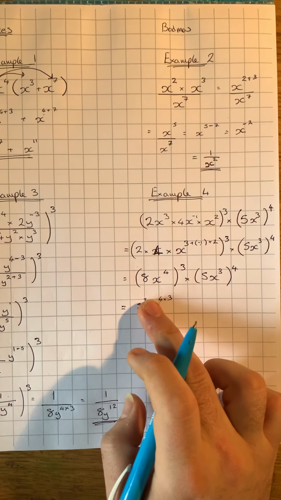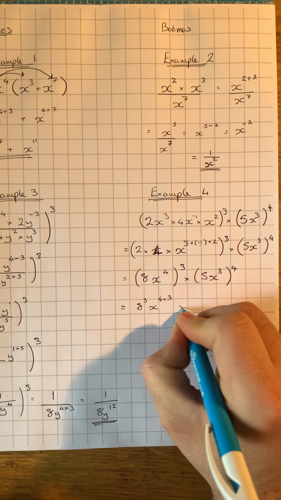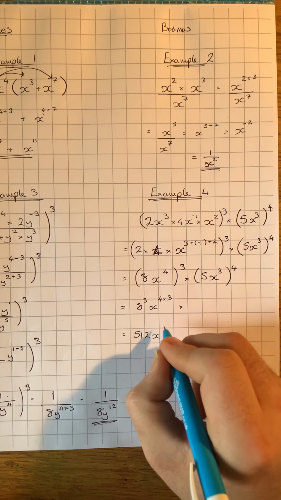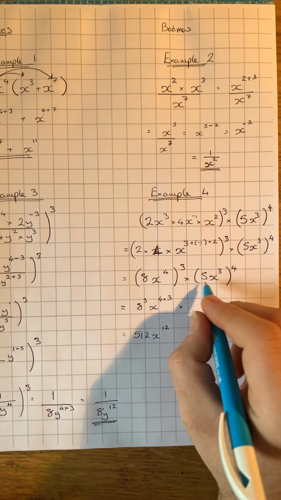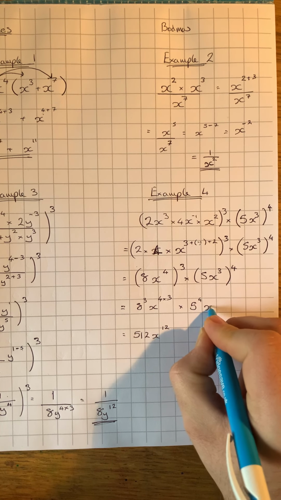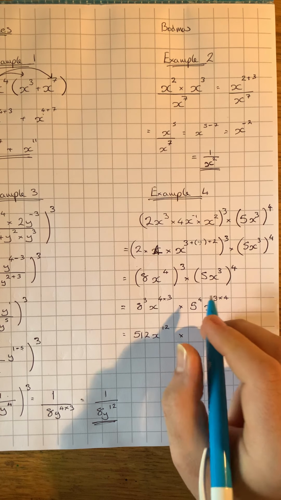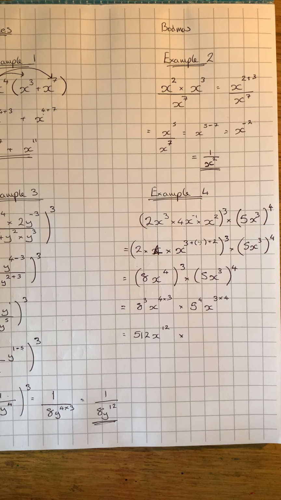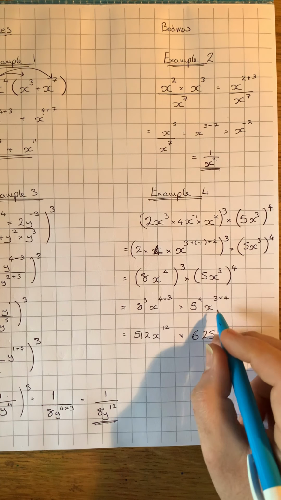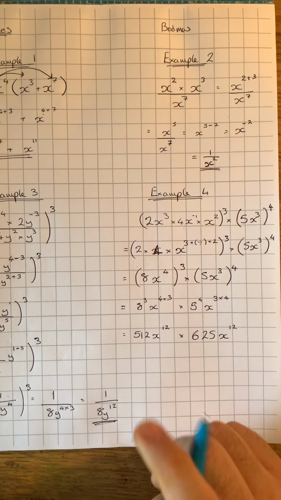So we've got 8 to the power of 3 for this bit, then x to the 4 times 3. So 8 to the 3 is just 8 times 8 times 8, which gives you 512. And x to the 4 times 3 is 12. Over in this case, we've got 5 to the power of 4, x to the power of 3 times 4. So 5 to the power of 4 is 625. X and 3 times 4 is 12. We're on the home stretch now.